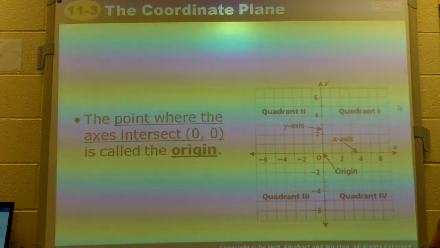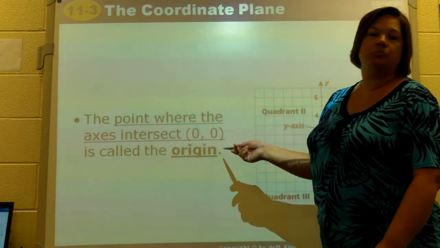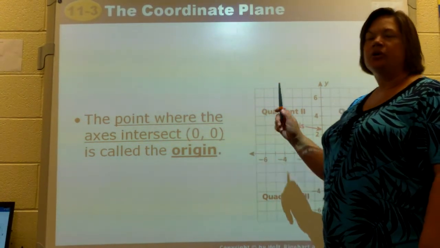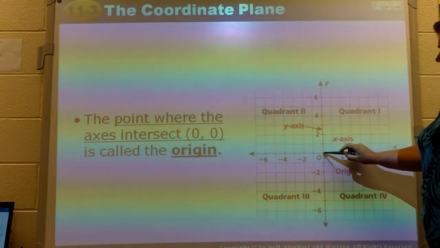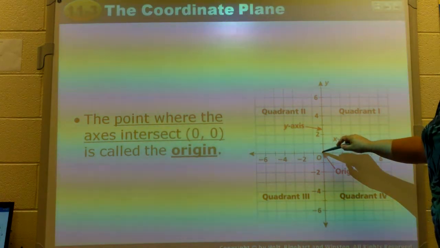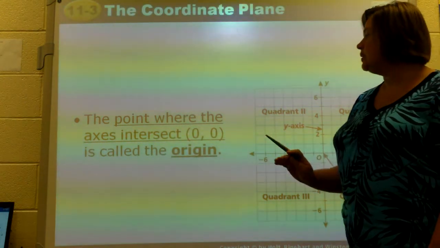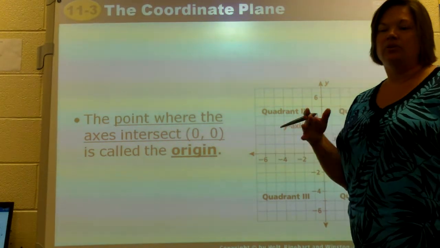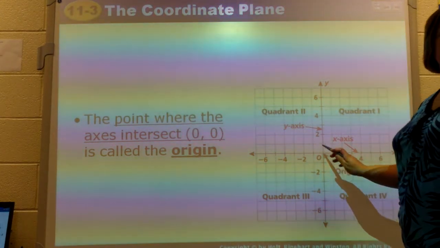The point where the axes intersect is considered 0, 0, which is called your point of origin. You're always going to start at your 0, 0 point, which is right here in the middle, unless the directions tell you your point of origin is somewhere else, and it'll give you those specific coordinates. But if you don't see any of that, which is the majority of the time, you're always going to start at 0, 0, which is your point of origin.